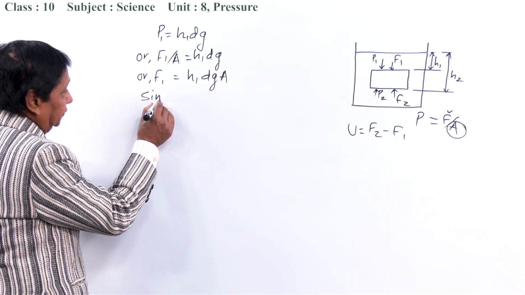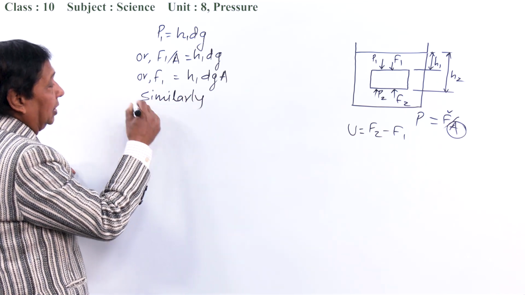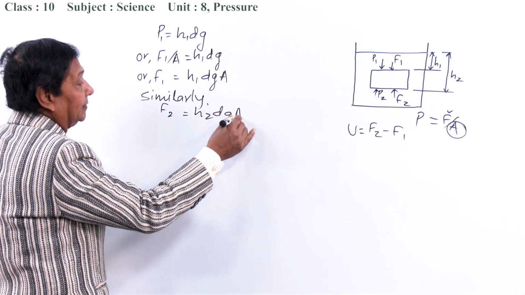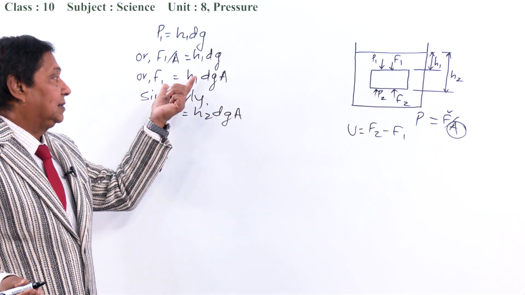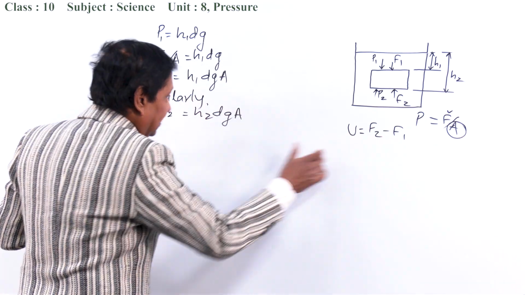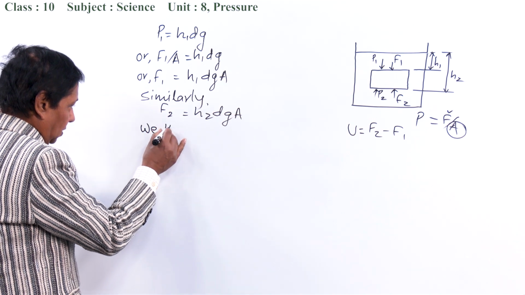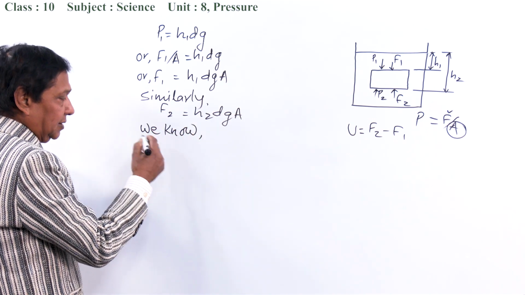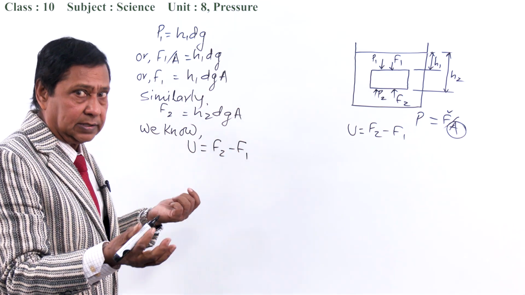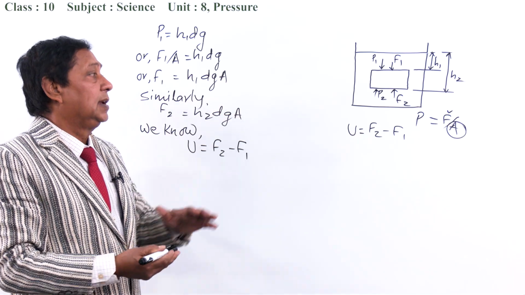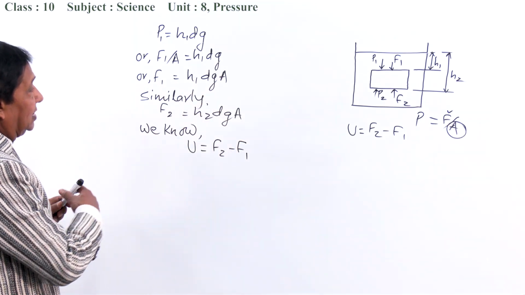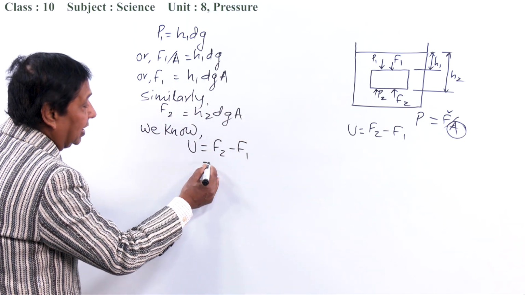Similarly, F2 is equal to S2 d g A. It's very simple to understand. Like this, F2 is equal to S2 d g A, and we have already concluded that upthrust is equal to F2 minus F1 in all the cases. Why? Upthrust on this body is the difference of force acting from lower surface and upper surface. That's why F2 minus F1, I can put the value of F2 and F1 here.